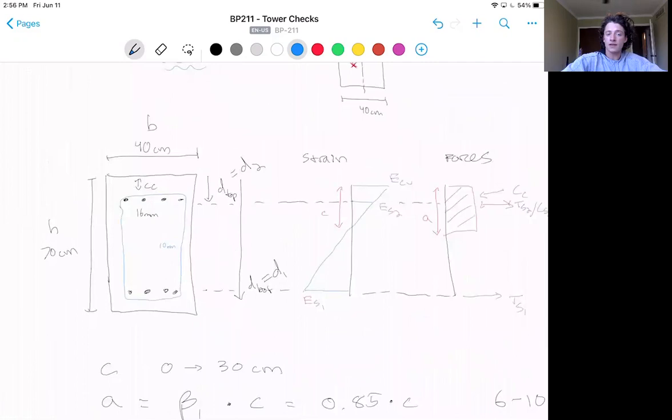A is the depth of the concrete compressive block, which we take to be 85% of C from the code. The need for this 0.85 shape factor, beta, is due to the variation in shape of the stress strain curve for different concrete strengths. We'll use this 0.85 because that is what is shown in the code in figure 6-10.